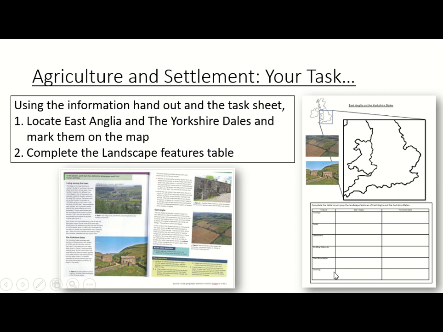Bullet points are fine. So you now have a comparison of a lowland landscape, East Anglia, and an upland landscape with regards to human features, human factors. When you've completed that, it'll take you in the region of about 10 to 15 minutes maximum really to do that. Unpause the screen and then I will finish off the session.